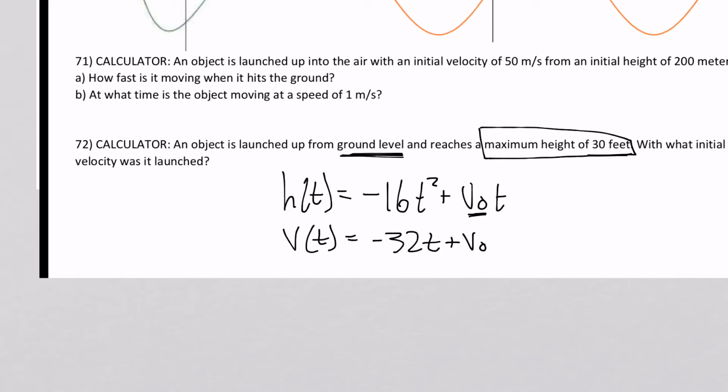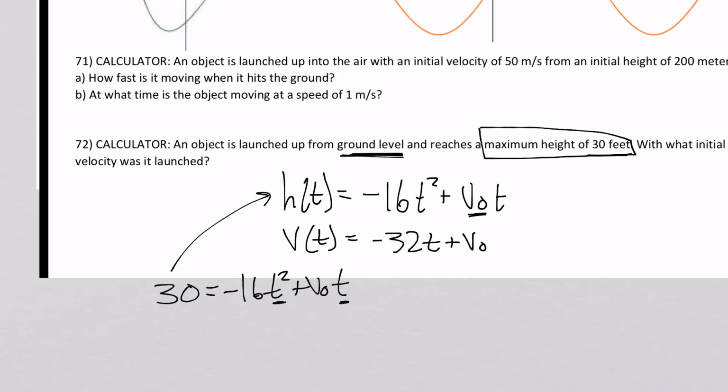So what I'm going to do is write a system of equations. I'm going to say 30 equals negative 16 t squared plus v naught t. That 30 is my maximum height. It's in my height equation right there, which means that t in this equation represents the time that it takes the object to reach its maximum height. So this t now is a specific number. It's not a variable, it's a specific number.